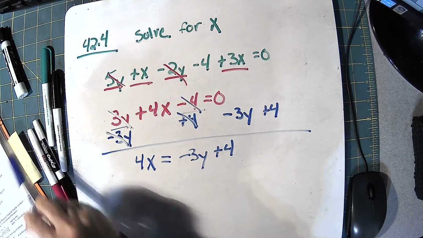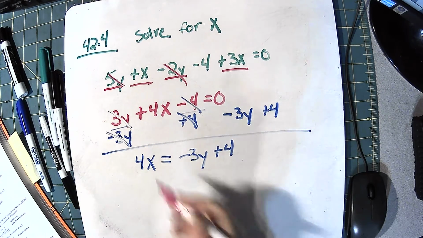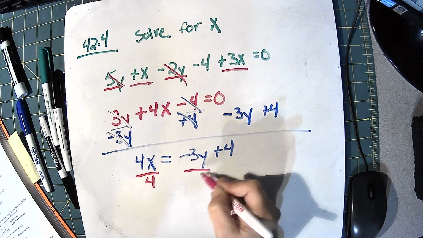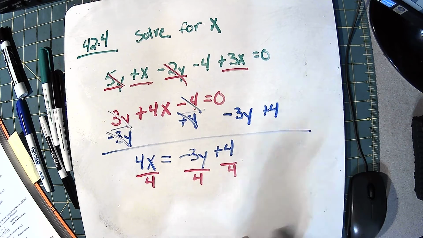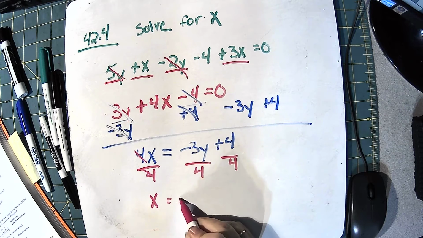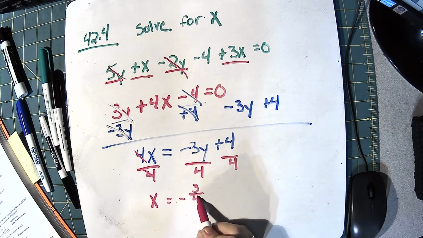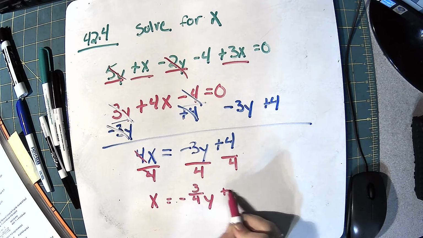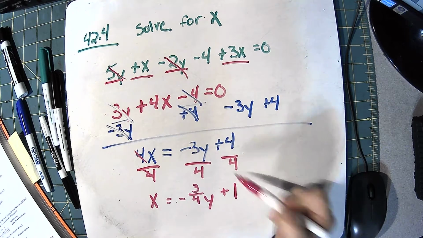All right. Now my last step is going to be to divide every term. Okay. So I get x equals negative 3/4 y plus 1. 4 over 4 is 1.